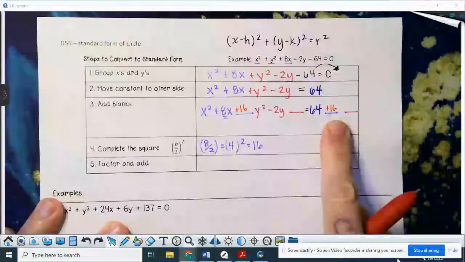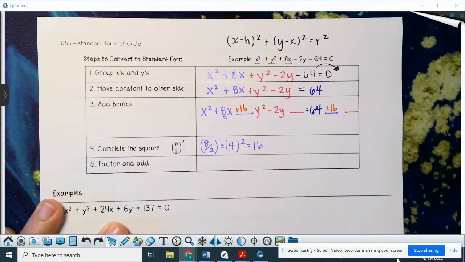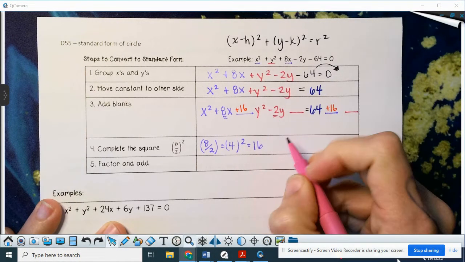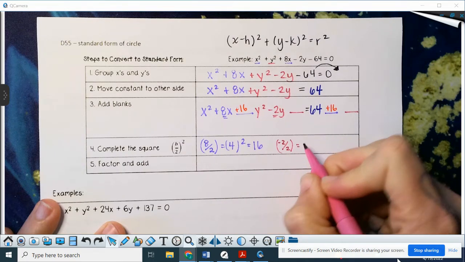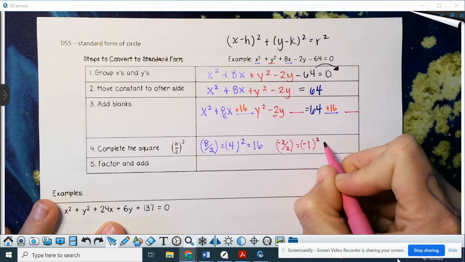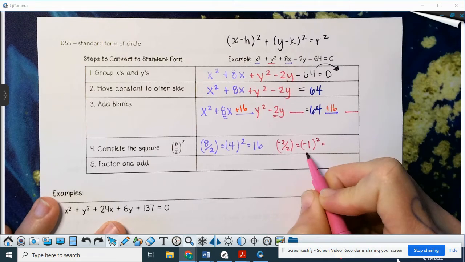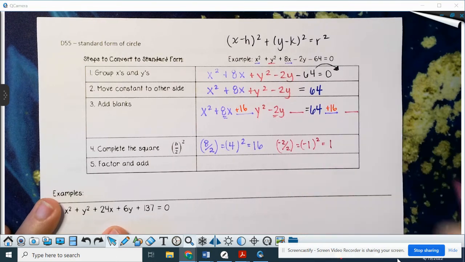Then for my y's, we're going to take our b value, so negative 2 divided by 2, which is going to be a negative 1. Then we're going to square it. Make sure to put this in the calculator with parentheses, or it's going to give you the wrong answer. So we're going to add a positive 1 to both sides.